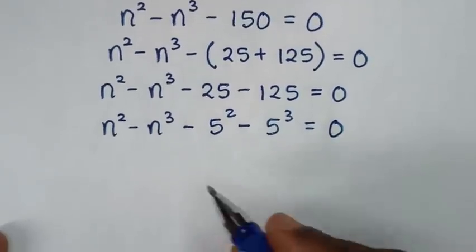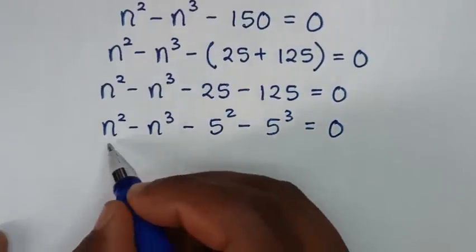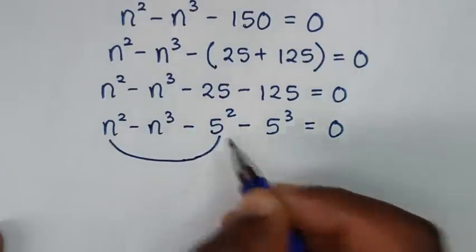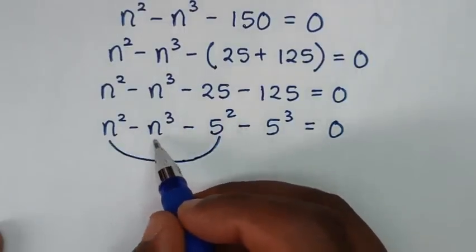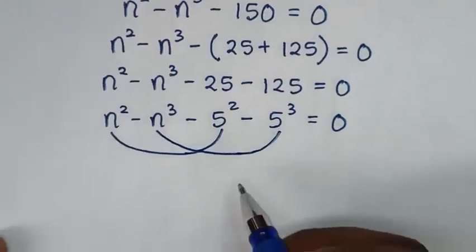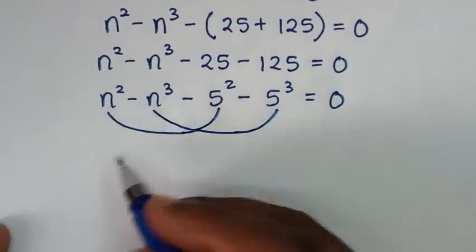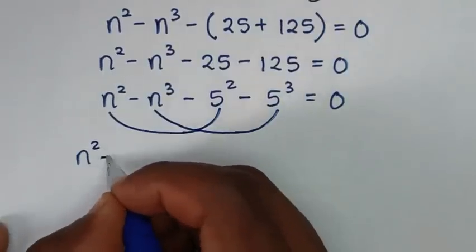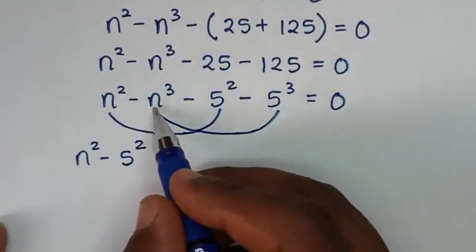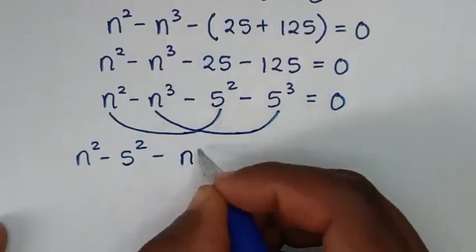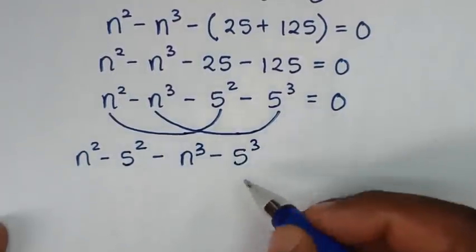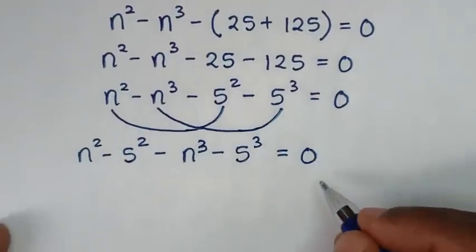Then in the next step, we'll place together this n^2, it will be with minus 5^2, and this minus n^3, it will be with this minus 5^3. So it will be this with this, so n^2 minus 5^2, then minus n^3, then with minus 5^3, then it is equal to 0.